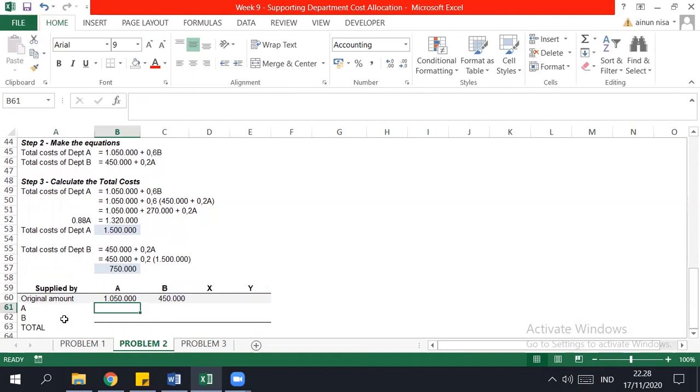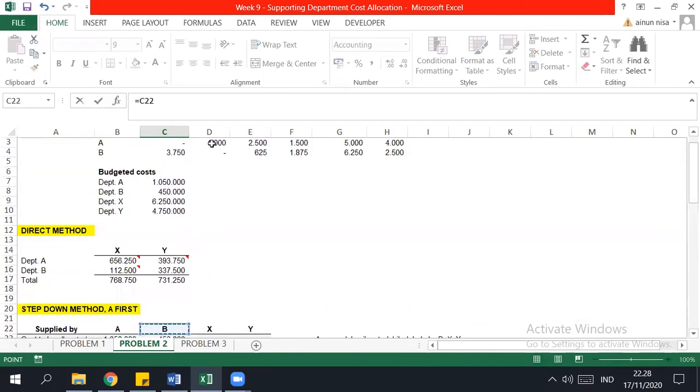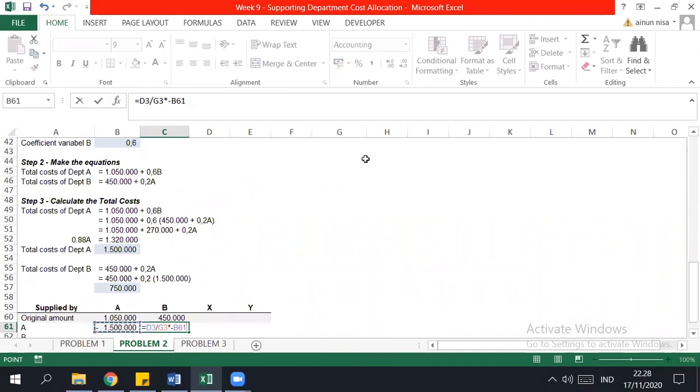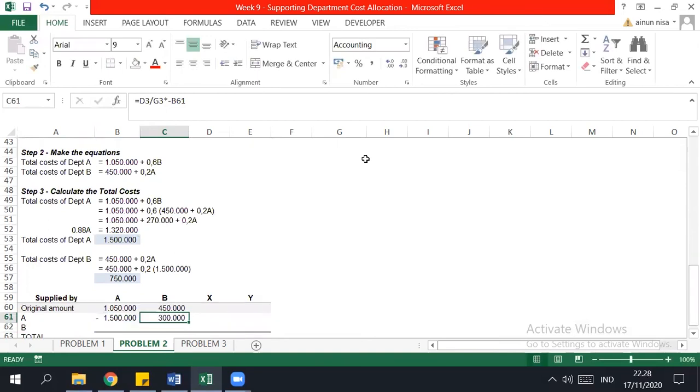First, let's allocate the costs from department A to department B and department X and also Y. The cost that needs to be allocated is 1,500,000, and the allocation for department B equals to 1,000 divided by 5,000, or in other words, it is the usage of department B divided by the total usage times the cost of department A, which is 1,500,000. So it equals to 300,000.